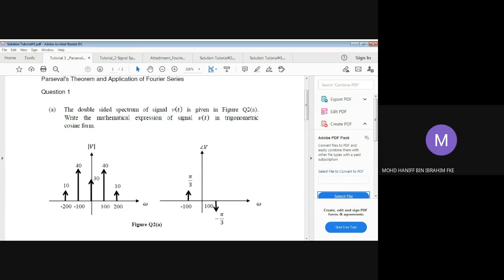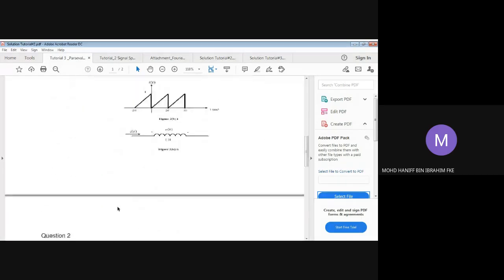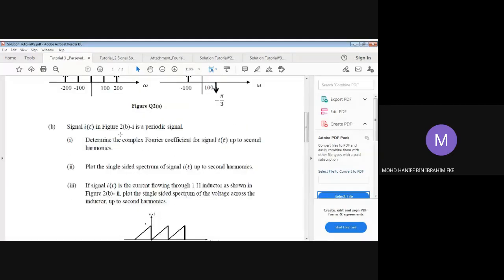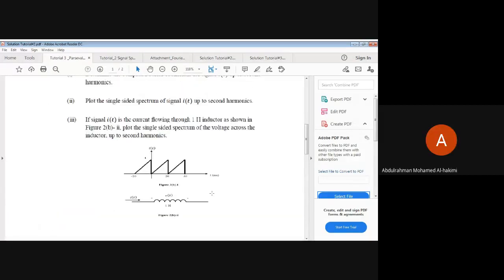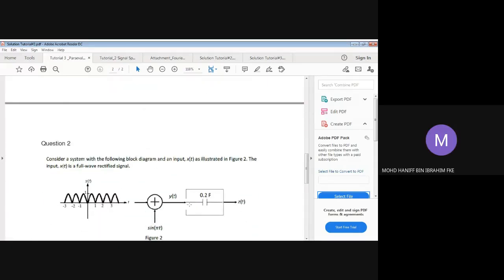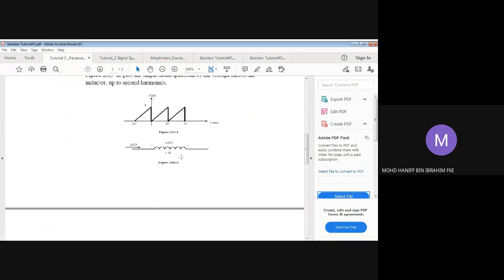Abdurrahman Al-Hakimi, question 2. Let's have a look at question 2 as requested by Abdurrahman. Is it 1B or question 2? Assalamu alaikum, Doctor. Question 2. Waalaikumsalam warahmatullah. Is it this one? Yeah. All right, thank you. There should be no issue with this. Hopefully you can do it.